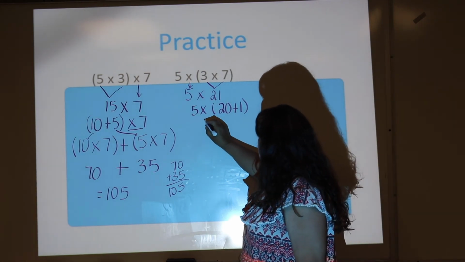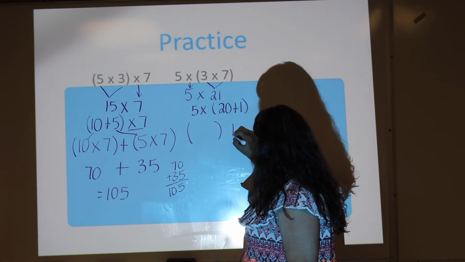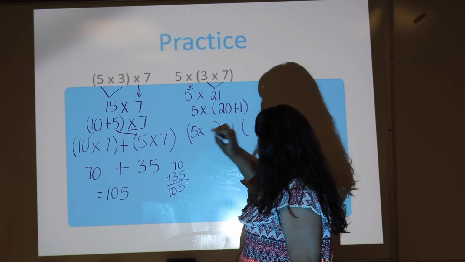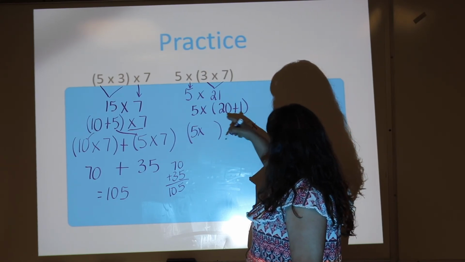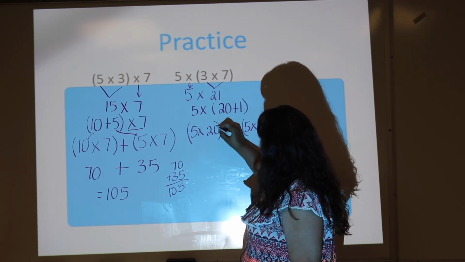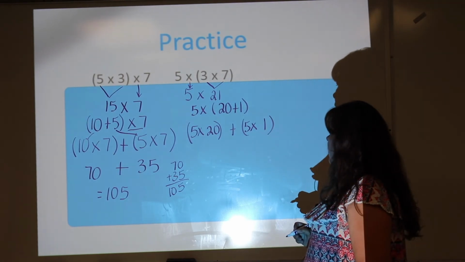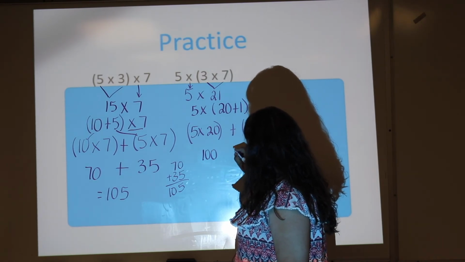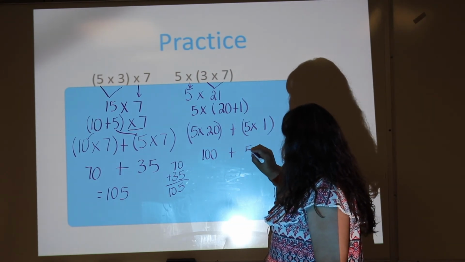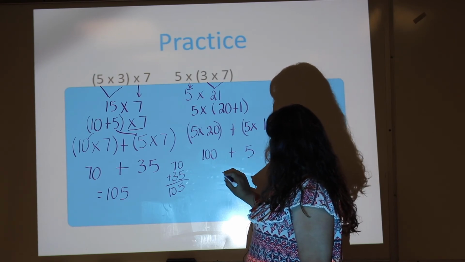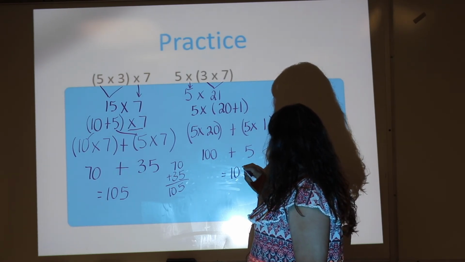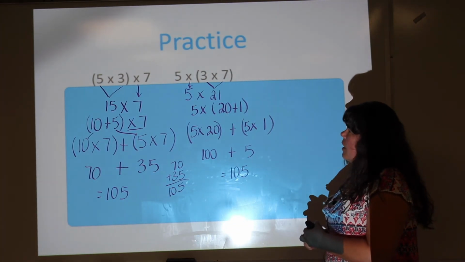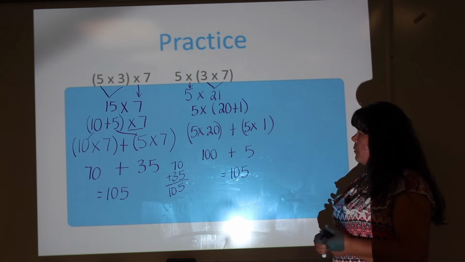Okay, let's continue. I have 2 sets of parentheses. My times 5 is on this side, so I'm just going to keep it on the left side. My 20 is over here, and my 1 is on this side. All right, 5 times 20. And then 5 times 1, I add those 2 together and I get 105. So I have the same answer, just like we talked about before. This is the associative property.